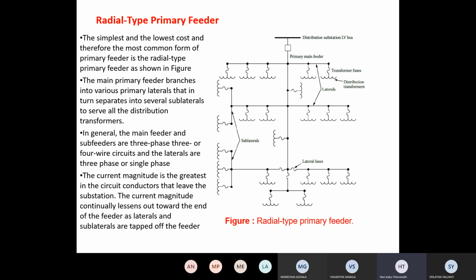The current magnitude is greatest in the circuit conductors that leave the substation. The current continuously reduces towards the end of the feeder as laterals and sublaterals are tapped off the feeder. Usually the current lessens, and the size of the feeder conductors is also reduced. However, the permissible voltage regulation restricts any feeder size reduction. So the current always flows from up to downwards, through the laterals and sublaterals also.